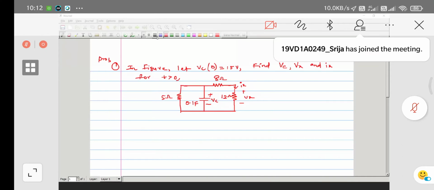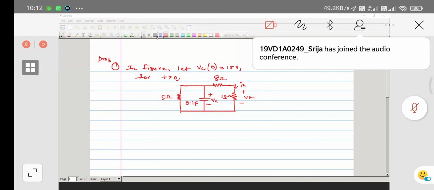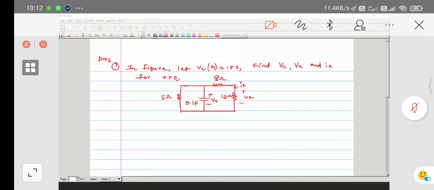So this is the problem. Here I have a circuit consisting of resistors: one is a 5 ohm resistor, another is an 8 ohm resistor, and one is a 12 ohm resistor.